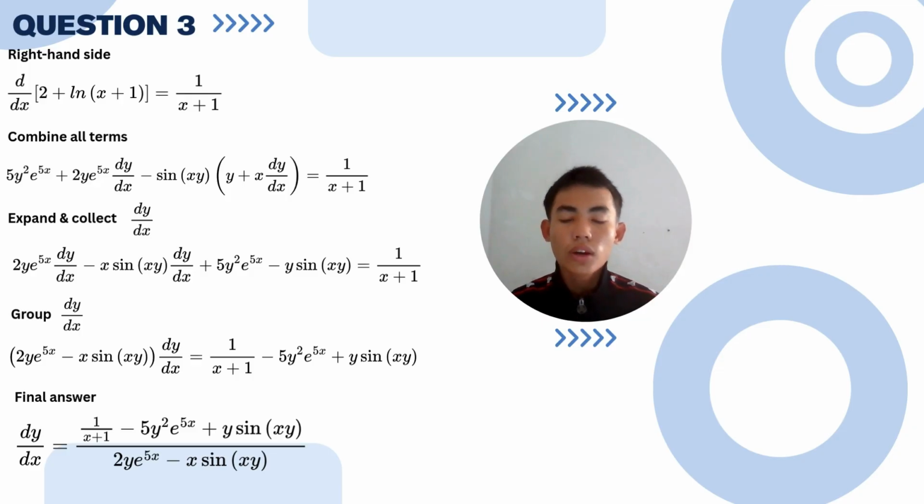So we group the dy over dx terms: (2ye to the power of 5x minus x sine of xy) dy over dx equals 1 over x plus 1 minus 5y squared e to the power of 5x plus y sine of xy. So the final answer is dy over dx equals (1 over x plus 1 minus 5y squared e to the power of 5x plus y sine of xy), all divided by (2ye to the power of 5x minus x sine of xy).